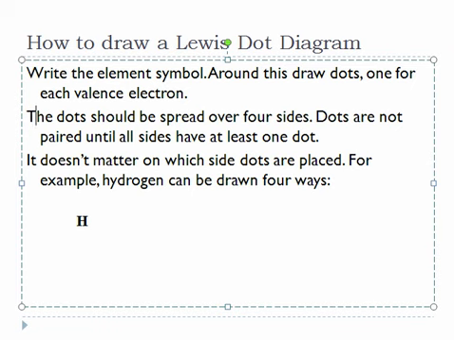So there's my hydrogen. We draw the symbol in the middle, and then we draw the dots around. Hydrogen has one valence electron, so we can draw it up on top, or we could draw it on the side here, or on the bottom, or on the other side. It doesn't matter which way you draw.